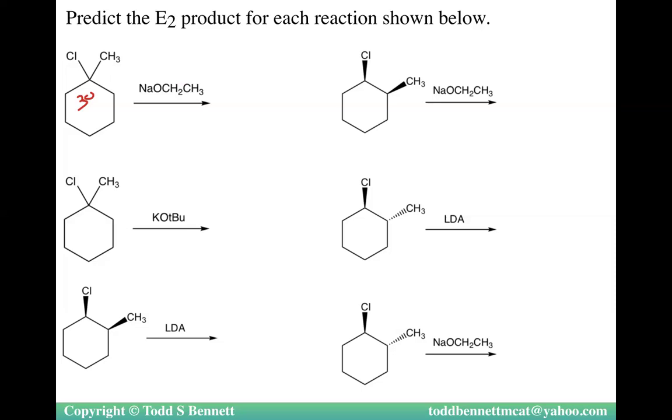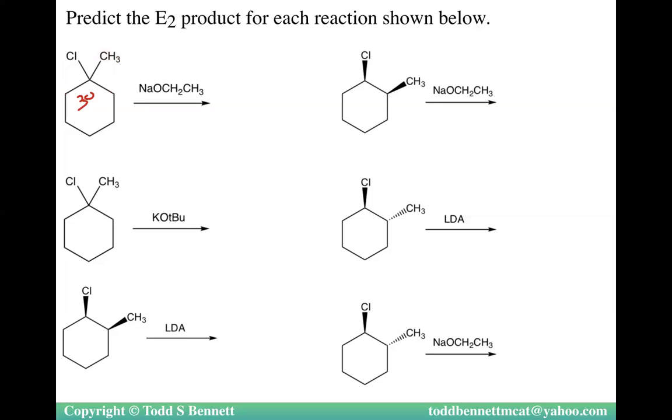We saw earlier that ethoxide's kind of a medium-sized base. So it's going to have some Hoffman, some Zaitsev. It was about 2/3 Zaitsev when done at 25 degrees Celsius. So we don't have a temperature there. So I'm just going to go on the assumption that it favored the Zaitsev. So this would lead to the Hoffman. This would be Zaitsev and this would be Zaitsev.